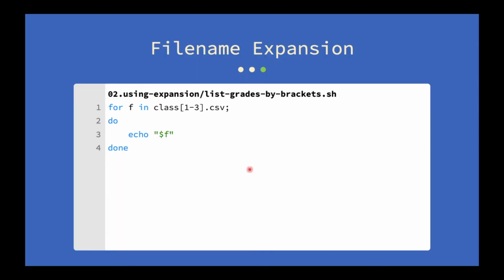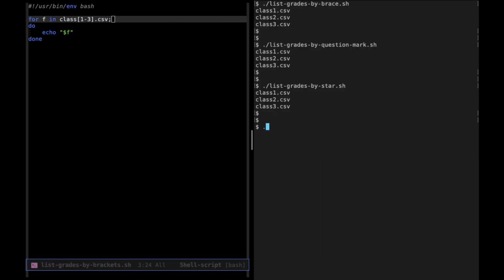The final character type is the brackets. Although it's very like brace expansion, they do have differences. If you're interested in them, please leave comments below. Here you only need to put a dash between those 2 numbers like this. All roads lead to Rome.